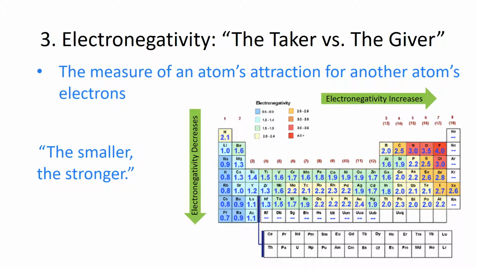Noble gases have a complete octet of 8, so their electronegativity would be 0, as they don't want to give or take any other atom's electrons. Therefore, fluorine is the most electronegative, as it has the highest desire to take another atom's electrons.